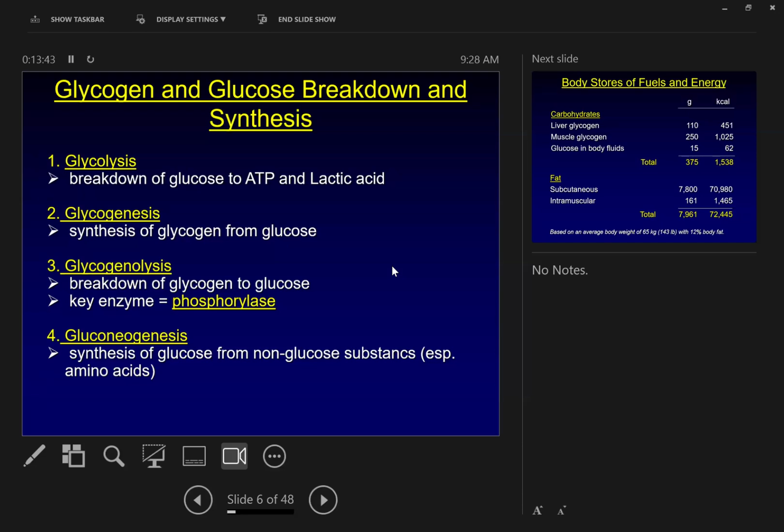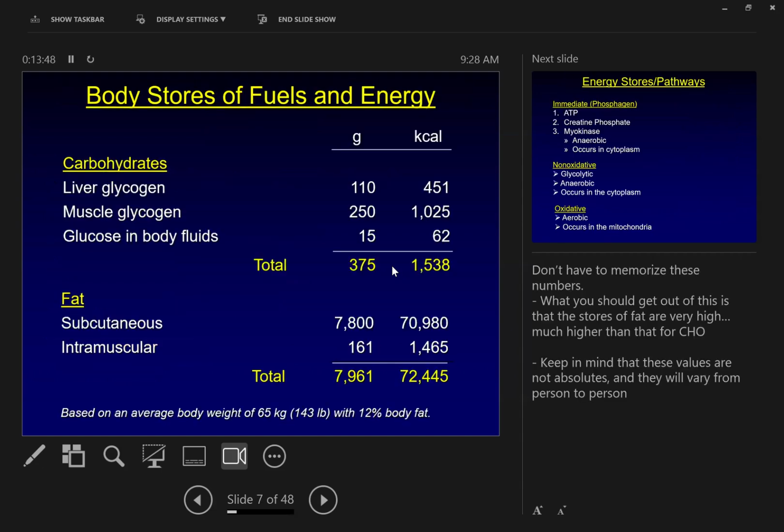All right. So those are our G words that are going to be there. This is just some math illustrating our stores. And this is a 12% body fat person who weighs 143 pounds. I don't know why the book thinks that that is not typical of like literally anyone in the US in the year 2024. But this person has about 1,500 calories of stored energy in carbs and about 72,000 in fat.